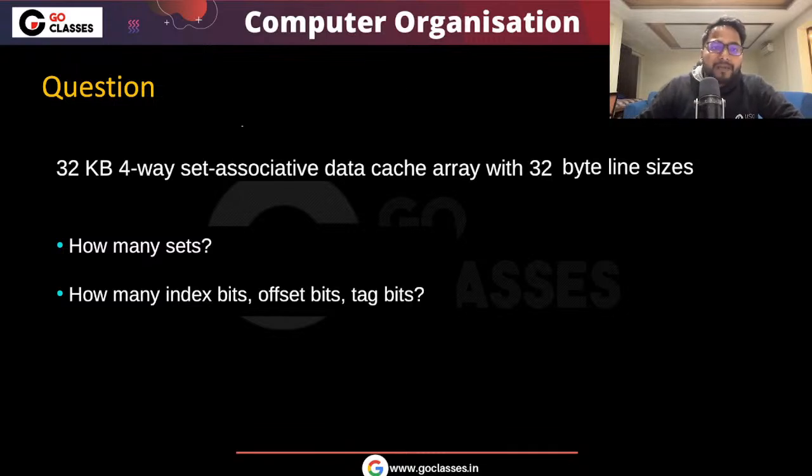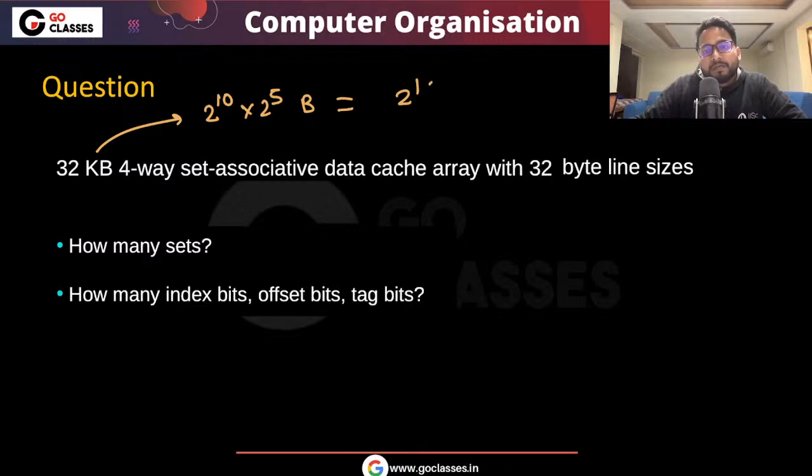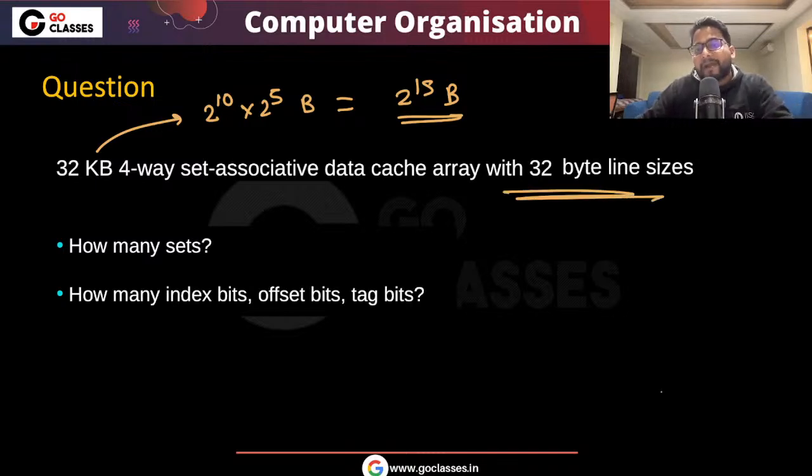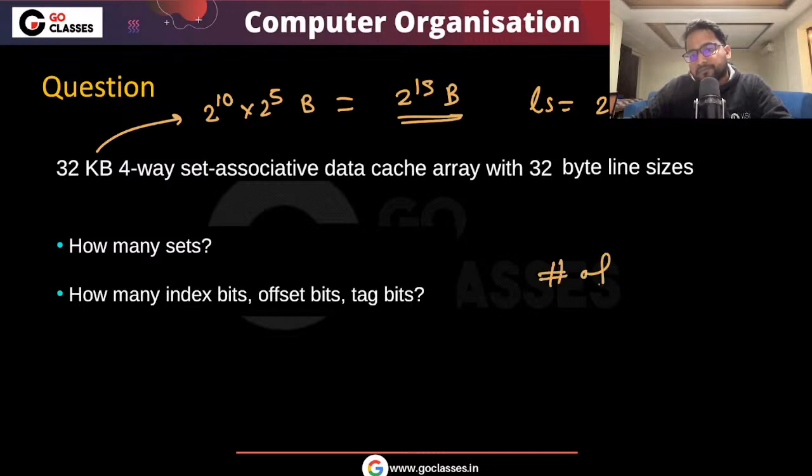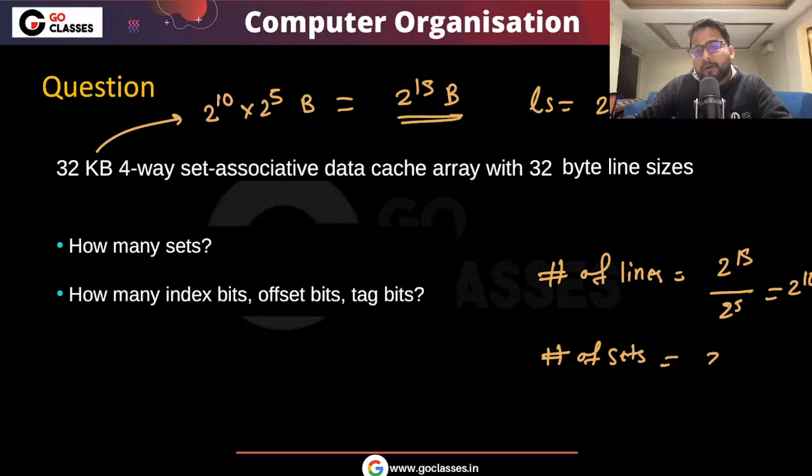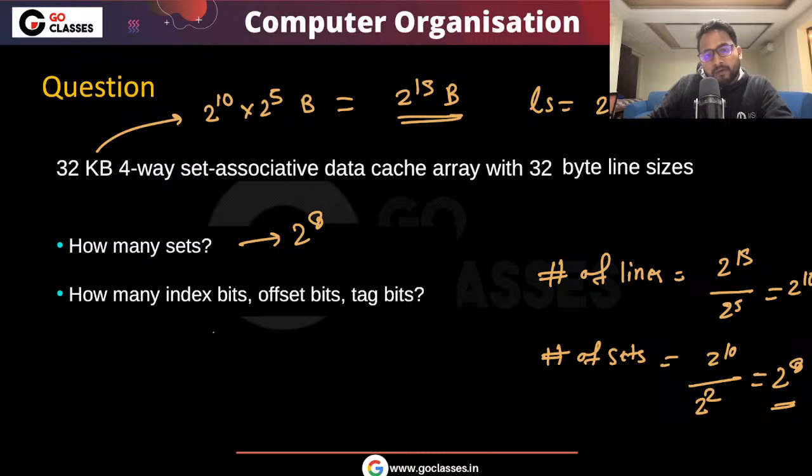A 32 KB 4-way set associative cache. KB means 2 power 10 is K, and 32 means 2 power 5, right? So 2 power 15 bytes is your cache size, and it is set associative, which is fine. It has a 32 byte line size, so the line size is 2 power 5 bytes. First tell me immediately the number of lines. 2 power 15 divided by 2 power 5 is 2 power 10. Number of sets: 2 power 10 divided by 2 power 2, because it is 4-way, meaning divided by 4, which is 2 power 8. These are the number of sets. Now the number of sets is 2 power 8, and now you can immediately do this.